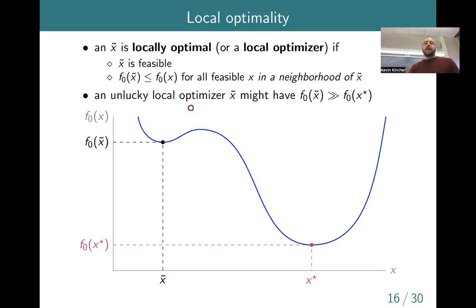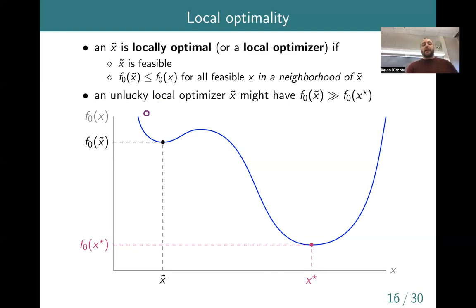But you can get unlucky with a local optimizer. It may in fact be much worse in terms of the objective value than a global optimizer. Here I'm showing some objective function that's kind of wiggly. This is our f naught of x. x is the decision variable here, just one-dimensional. And this is the global optimum. In this case, it looks like it's probably unique, although it wouldn't have to be. There could be a flat part here, where you would have a little line segment with an infinite number of optimal solutions on it. But here it looks like a unique global optimum.